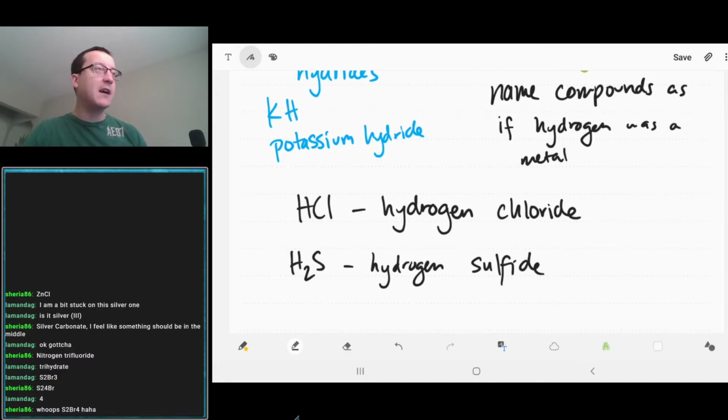It's just an H+ ion. It would be very similar. We would just replace hydrogen with sodium. Now we have NaCl instead of HCl. Sodium chloride, hydrogen chloride.